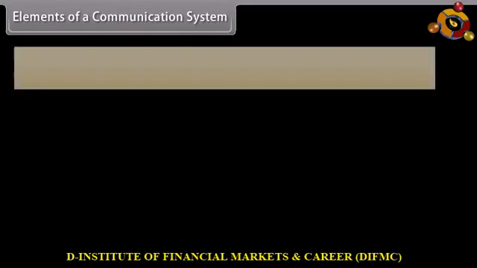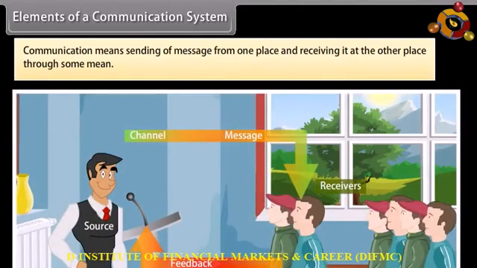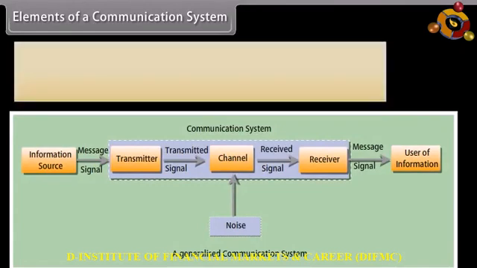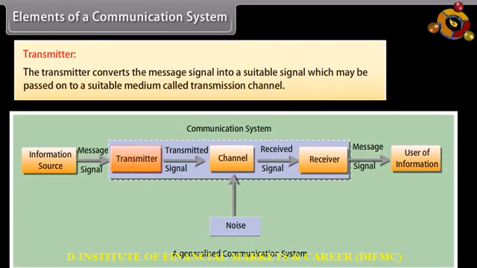Elements of a communication system. Communication means sending of a message from one place and receiving it at the other place through some mean. A communication system basically contains three elements. Transmitter. The transmitter converts the message signal into a suitable signal which may be passed on to a suitable medium called transmission channel.